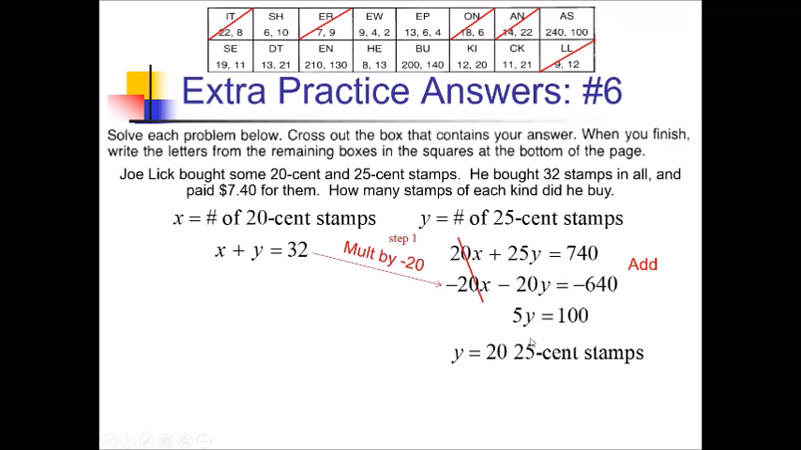Anyway, plugging that back into this equation, I'm going to now try to find the number of 20-cent stamps. So I have x plus 20 equals 32. Subtracting 20, we have x equals 12. So that is 12 of the 20-cent stamps. So my numbers that I'm actually looking for are going to be 12 and 20, not 20 and 25, 12 and 20. Looking up here for those two numbers, I see 12 and 20 here under the KI, so cross that off, and we'll move on to what I believe is the final problem.